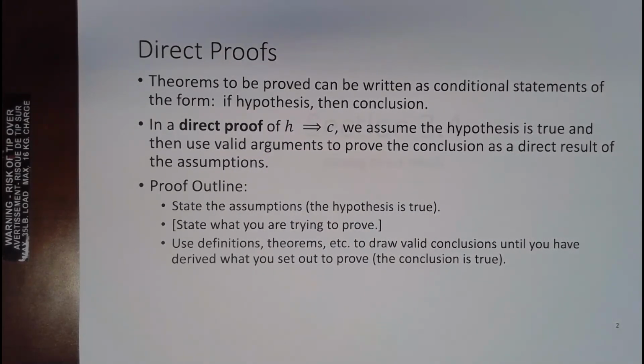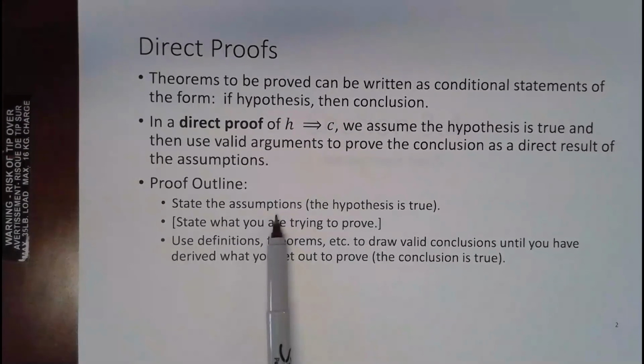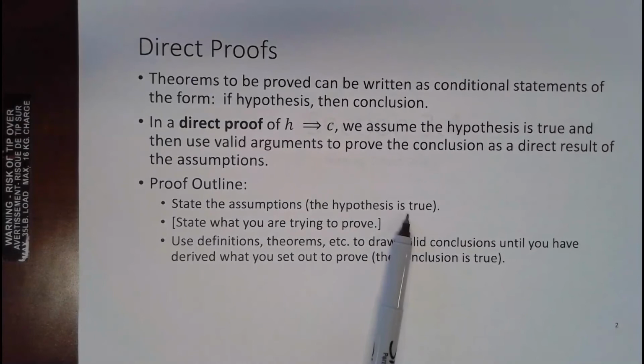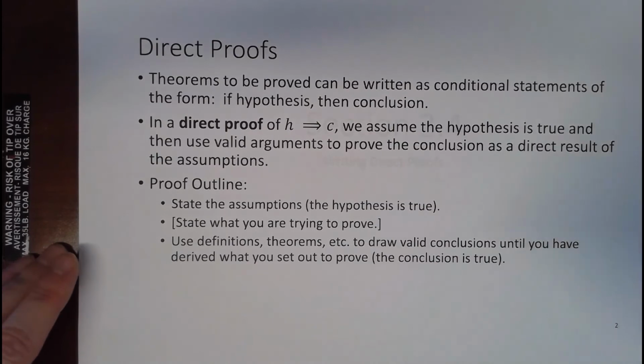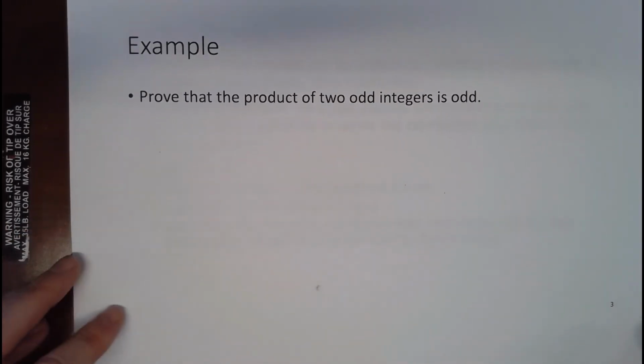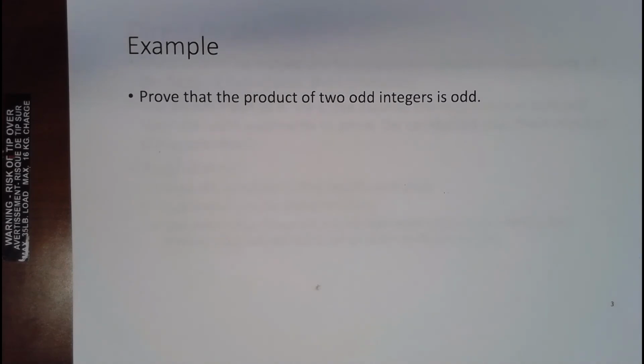Okay. So we're always going to state the assumptions that we make, just like I did in the last example, that whatever the hypothesis is true. State what you're trying to prove. Basically, you're stating the conclusion. Okay. And then you can use any kind of definitions, theorems, things that you've proved before, okay, to derive the conclusion that you're trying to prove. All right. So we'll just try to get through as many of these as we can.